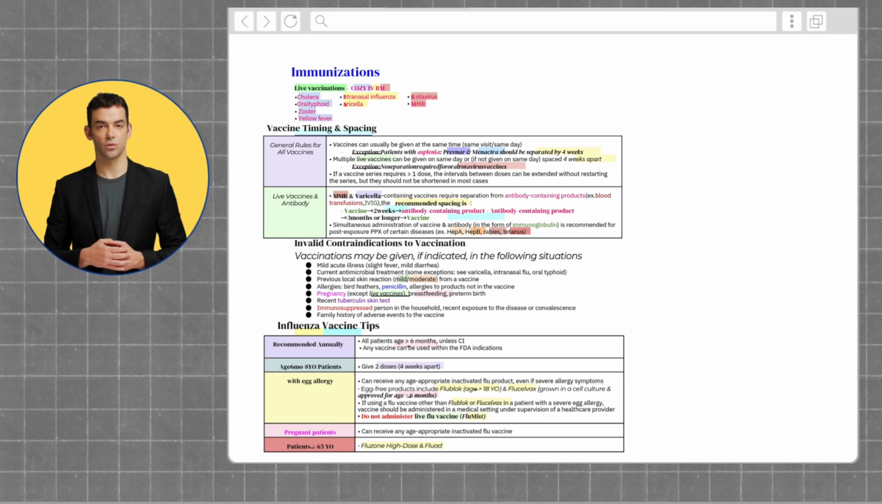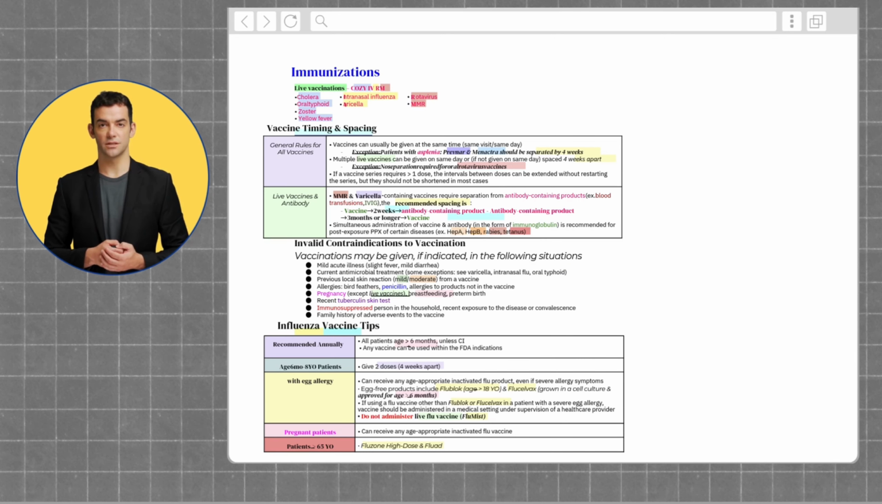Some general rules for all vaccines are: vaccines can usually be given at the same time. Multiple live vaccines can be given on the same day, or, if not given on the same day, spaced 4 weeks apart. If a vaccine series requires more than one dose, the intervals between doses can be extended without restarting the series, but they should not be shortened in most cases.